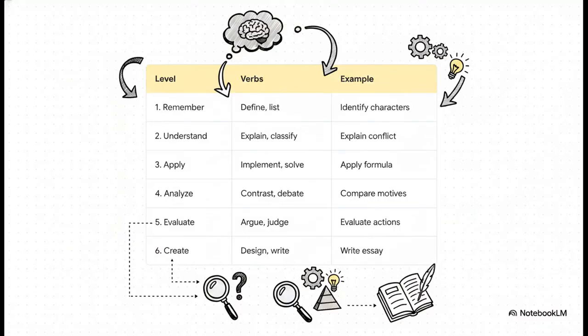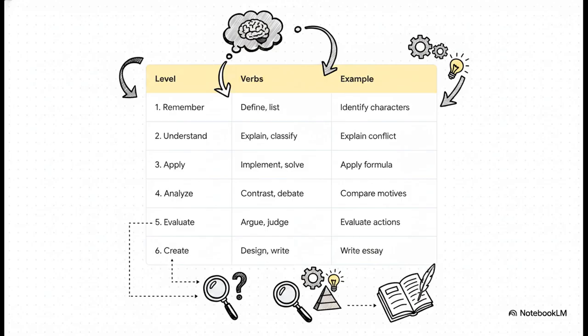Take a look at this matrix. This right here is your core toolkit. Notice how just replacing passive, boring words with active, punchy verbs completely changes the game? If you want a basic level 1 outcome, you use verbs like define or identify, like identify the main characters.